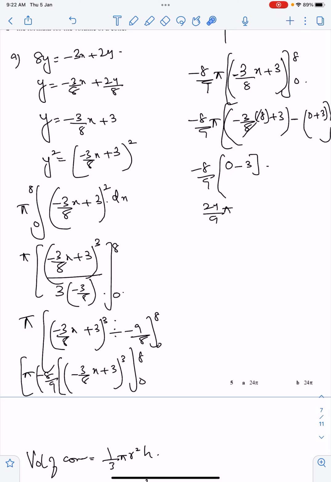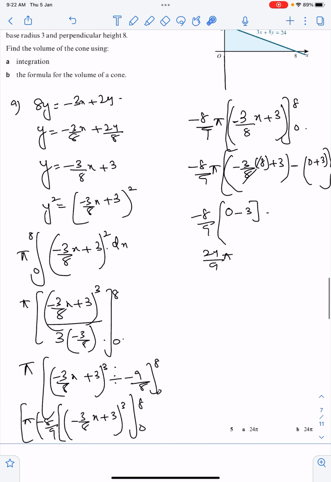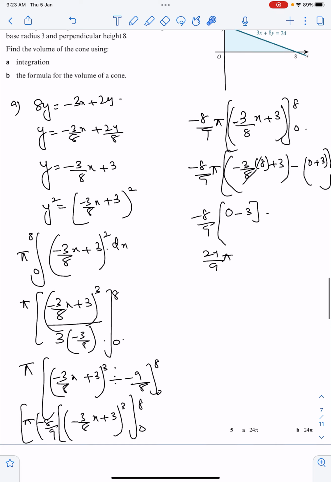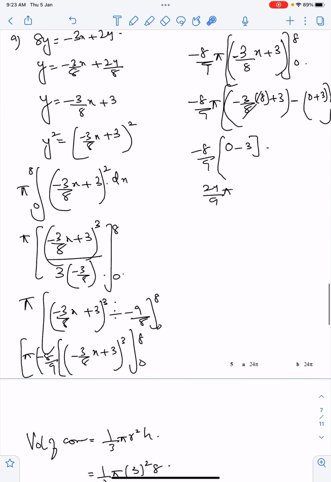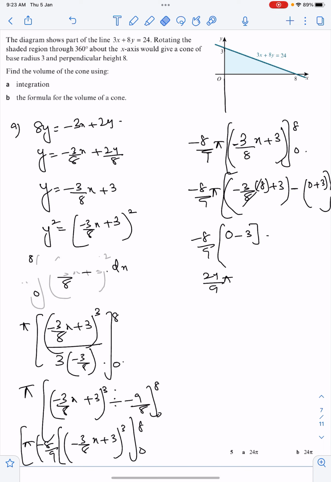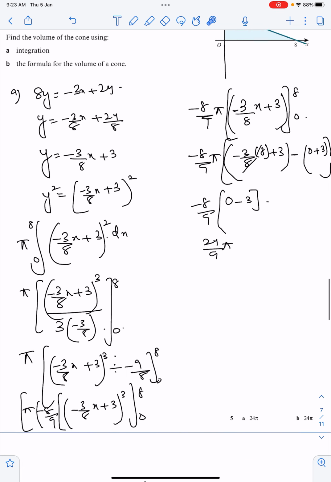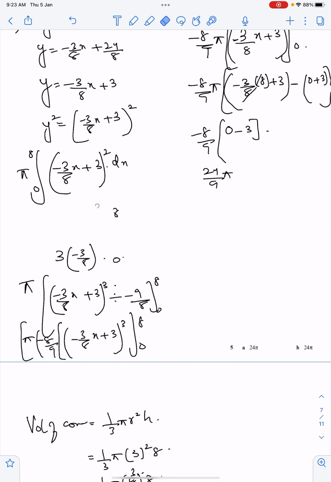Okay, instead of using this integration process, if I simply expand it and then integrate, let's see what happens. I am just erasing this part.